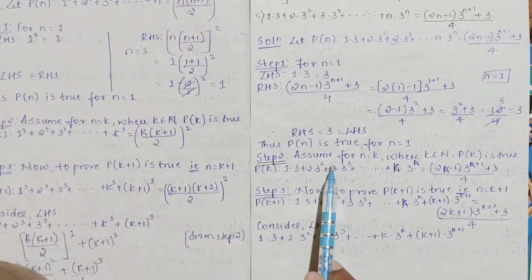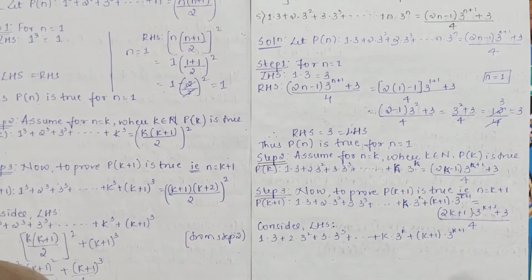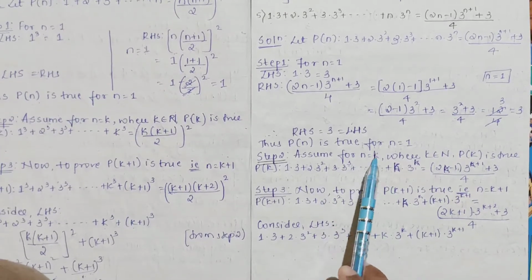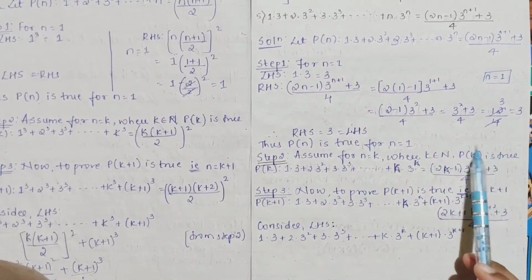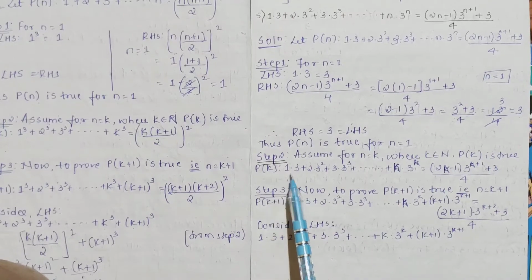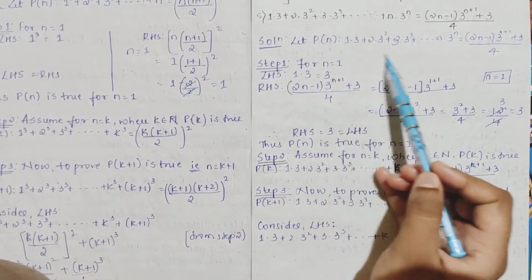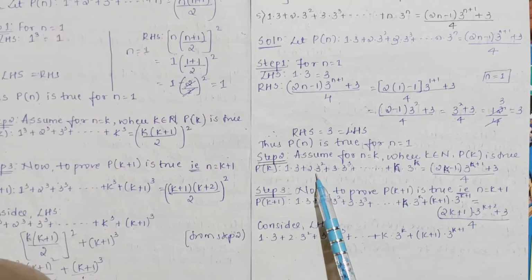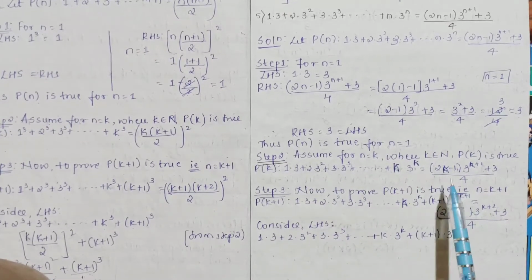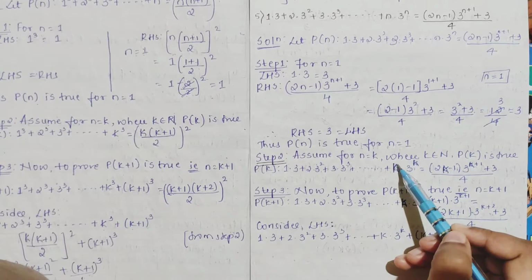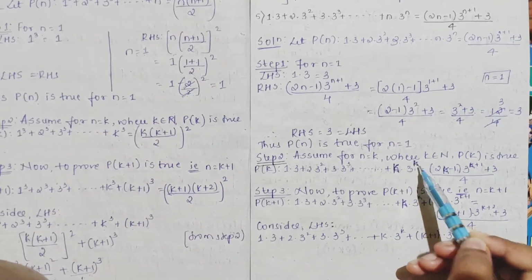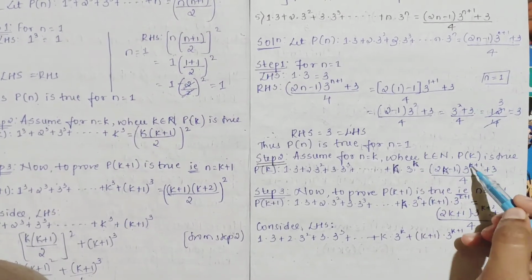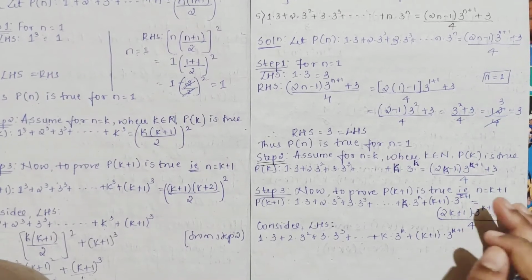Then is your step 2. What do you have to do? You have to assume it, right? Assume for n is equal to k, where k belongs to N, P of k is true. So P of k means wherever in place of n you have to put k. So 1 into 3, 2 into 3 square, so on up to, here in place of n it is k, okay? (2k minus 1) into 3 raised to (k plus 1), plus 3, whole divided by 4.